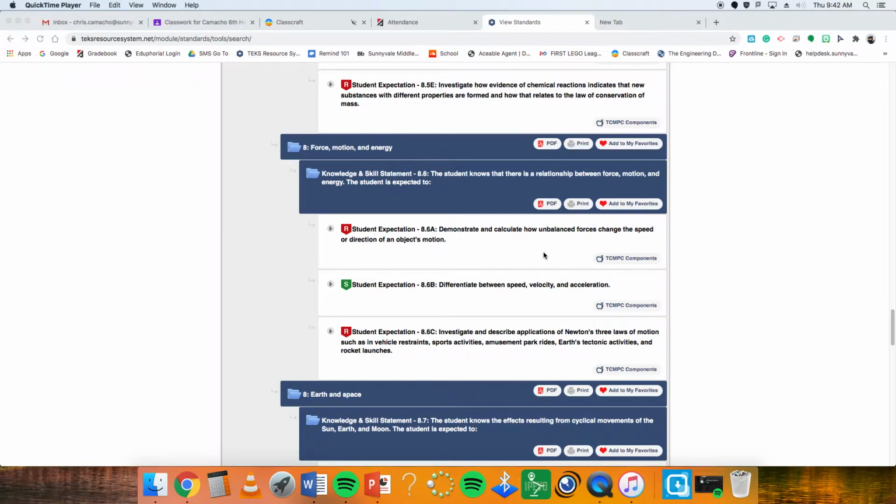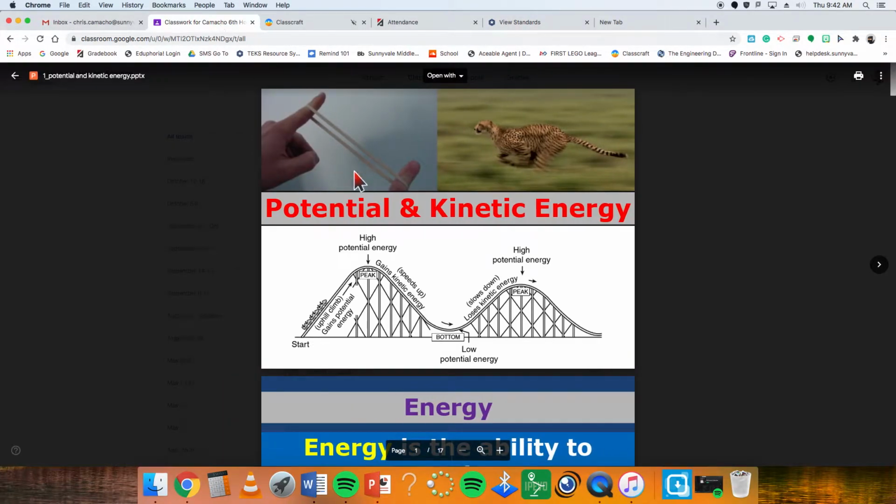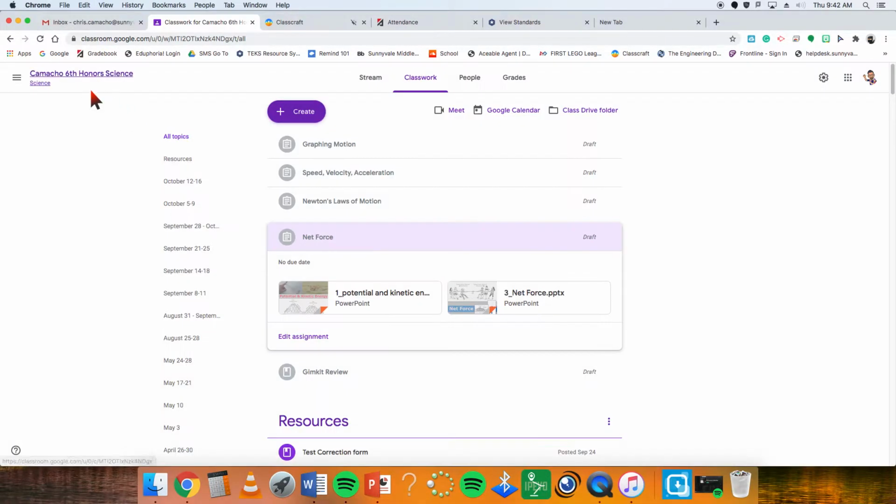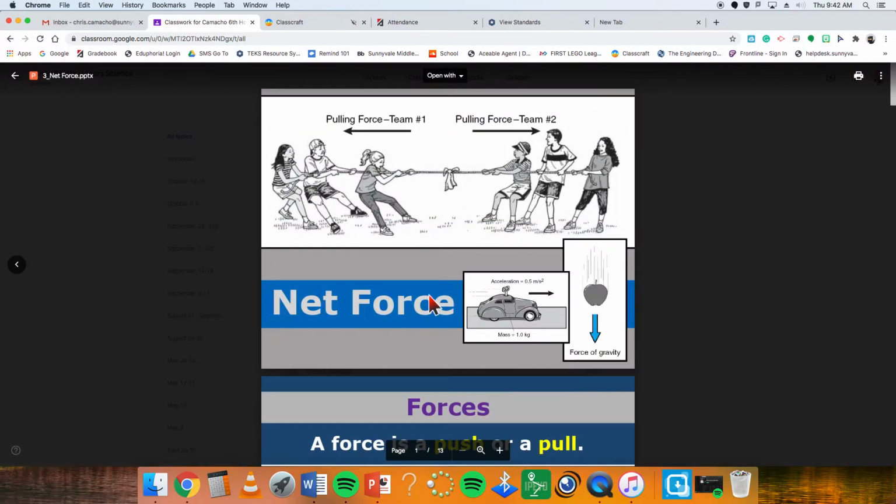We're going to jump off into 8.6 now, which is: the student knows that there's a relationship between force, motion, and energy. So we are going to begin with unbalanced forces, 8.6A. Demonstrate and calculate how unbalanced forces change the speed or direction of an object's motion. So we're going to jump into your PowerPoint presentations that are in Google Classroom. And we are going to begin with not potential and kinetic energy, but net force.